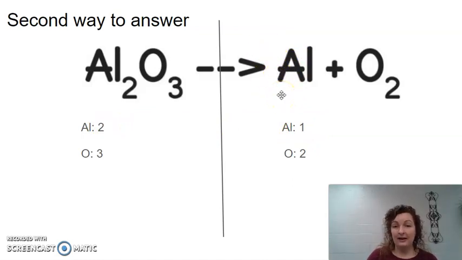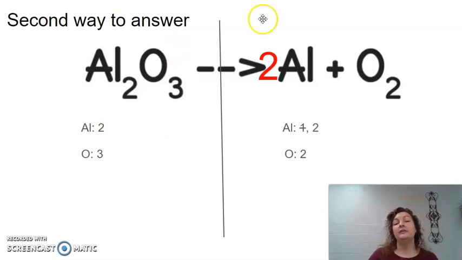You can never add a subscript, okay? So just note that down somewhere. You cannot add or take away subscripts. The only thing that you can change is a coefficient, the number in front. So what I can do is add a coefficient in front of this aluminum, and I no longer have 1, now I have 2, right? And that's all I've changed so far.